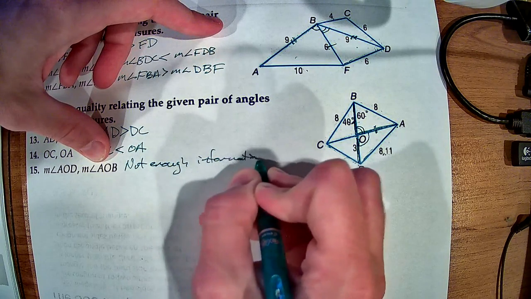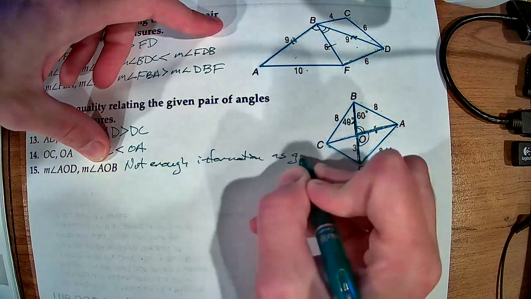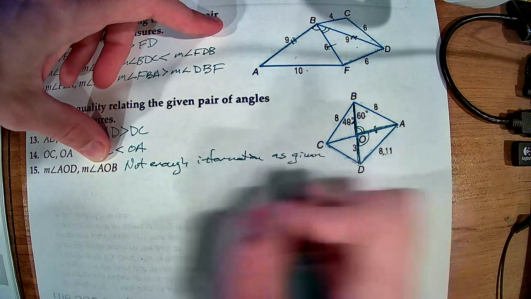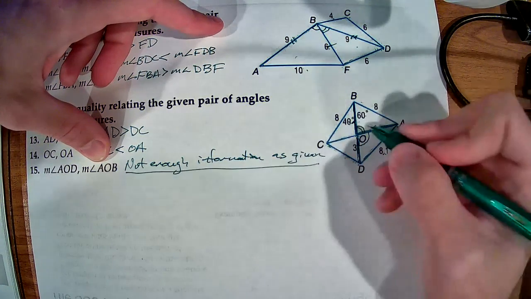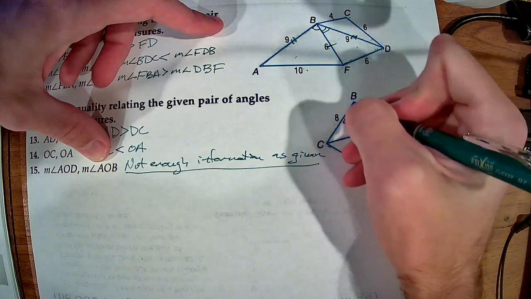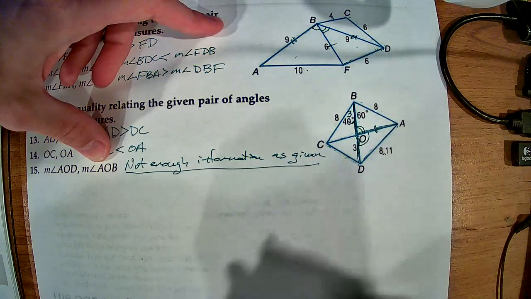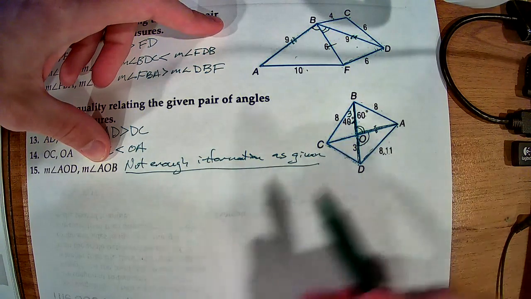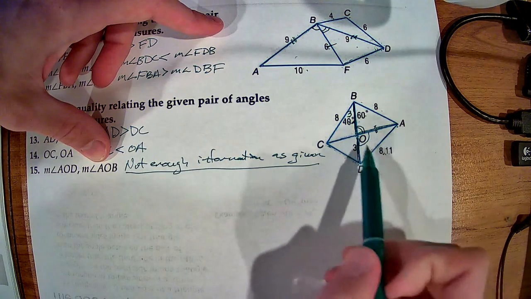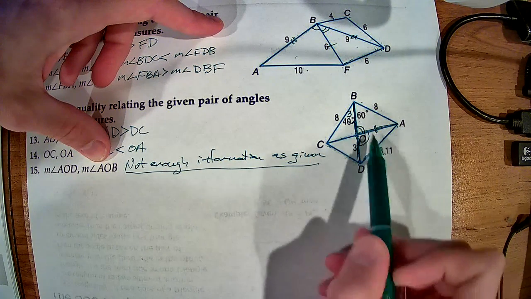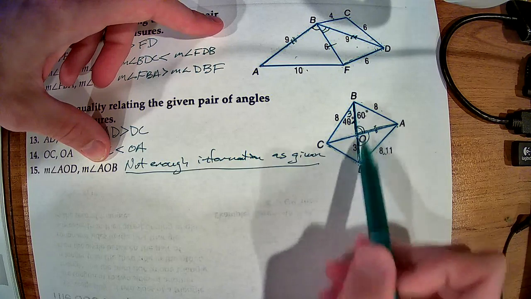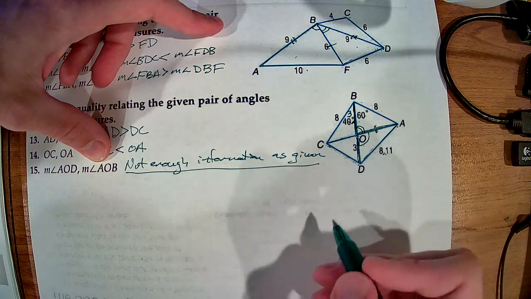information as given. However, let's pretend that from O to B is also 3 units long. If we know that, then it should be very obvious. In this case, we've got an 8.11 versus an 8, so AOD would end up being greater in that case.